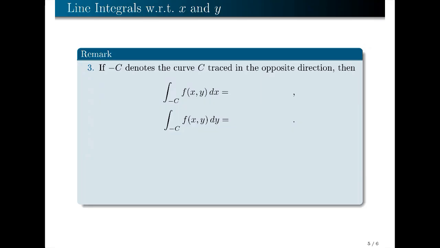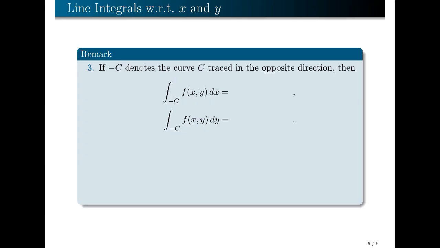We end this video with the following remarks. Recall that minus c is exactly the same curve c, but oriented in the opposite direction. For line integrals with respect to arc length s, we have seen in the previous video that the line integral of f of xy ds along minus c is just the same as the line integral of f of xy ds along c.